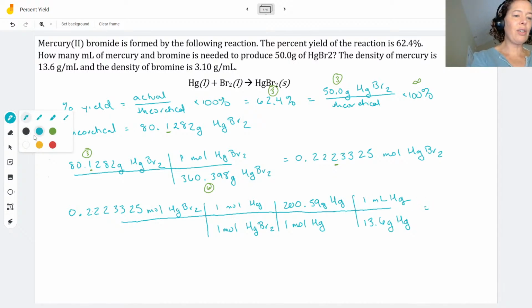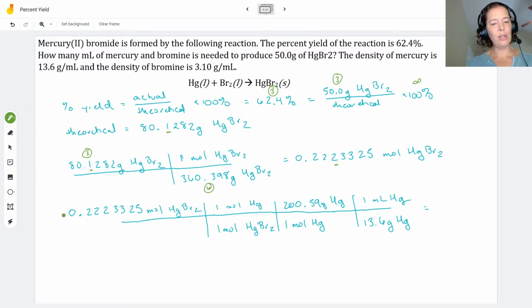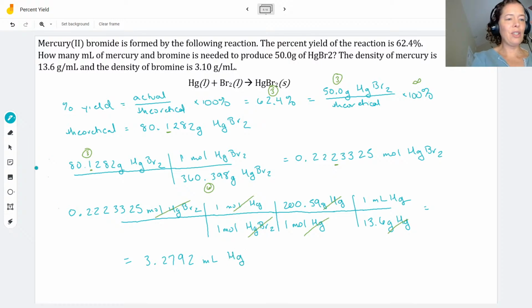All right, let's check our units. Let's make sure everything cancels like we want it to. Moles of mercury II bromide, moles of mercury, grams of mercury. I'm left with milliliters of mercury, which is what the problem asked me for. That's fantastic. Let's get an actual number here. Okay, again, with lots and lots of decimal places, 3.2792. That is milliliters of mercury. Let's talk sig figs.